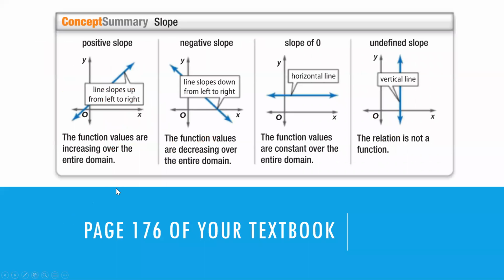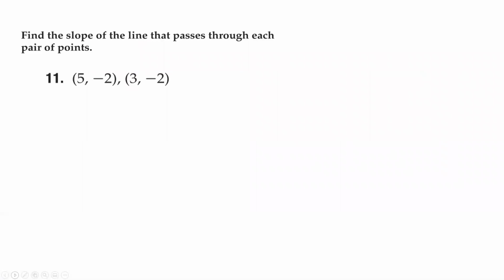All right, so just want to talk really quick about slope. Remember, slopes that go up from left to right are positive slopes. If they're going down from left to right, that is a negative slope. If you have a horizontal line, that's a 0 slope, and then a vertical line is an undefined or no slope. Okay, so just keep that in mind, so you have a visual of what the slope is.